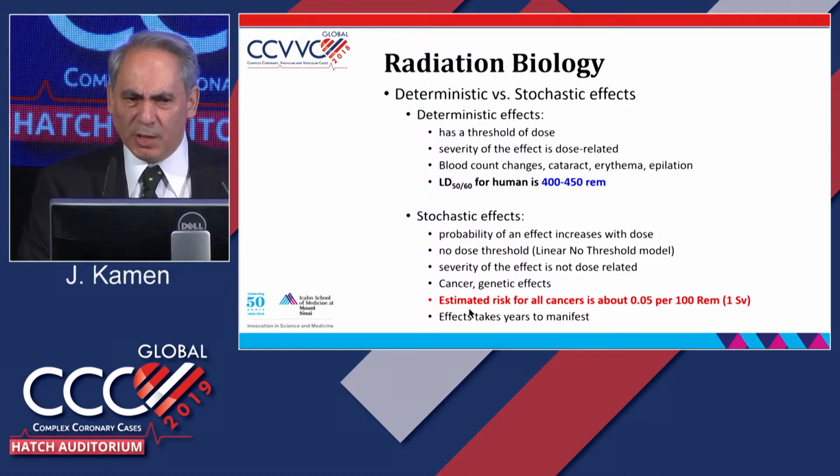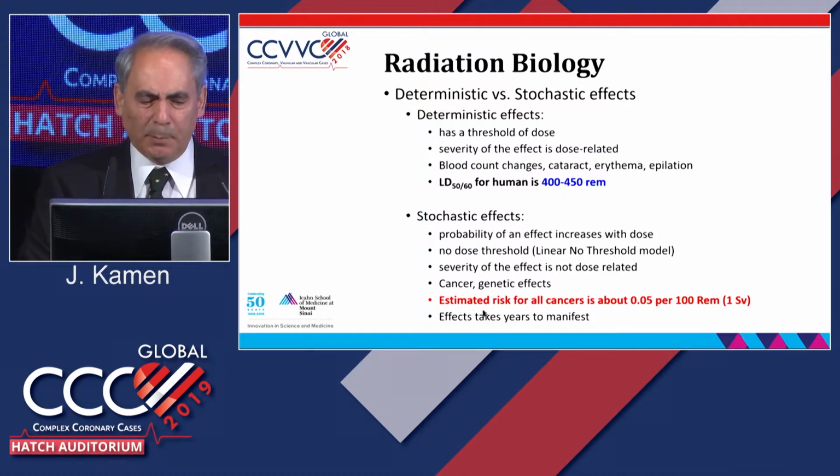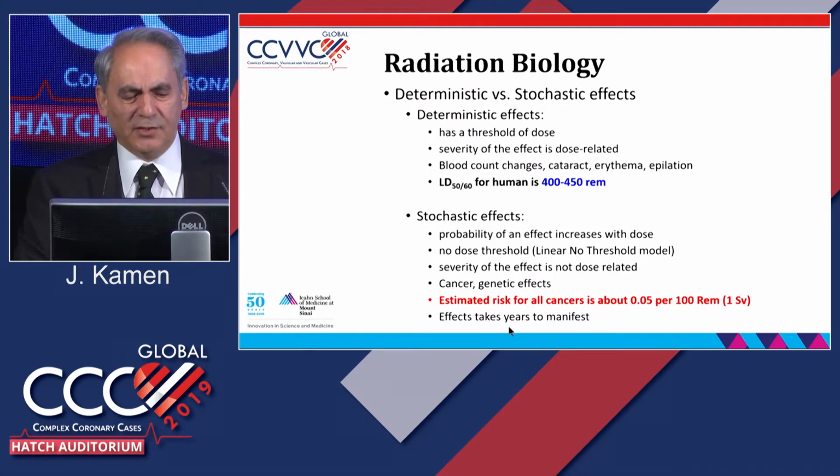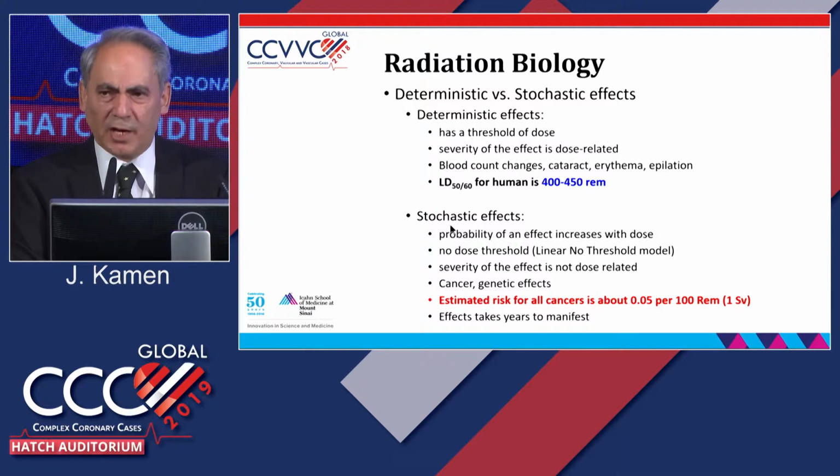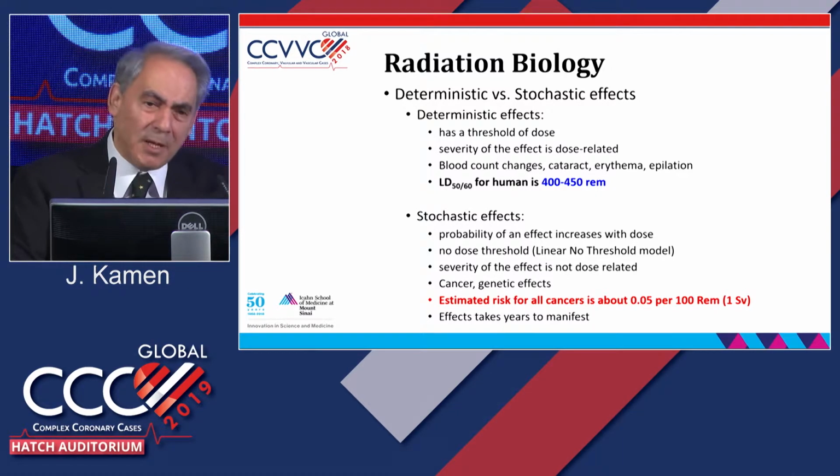Remember, the way we calculate the risk to the patient for cancer is about 0.05 for each sievert or 100 rem. Effect takes years to manifest for stochastic. Stochastic comes from statistic. It might happen, it might not happen.